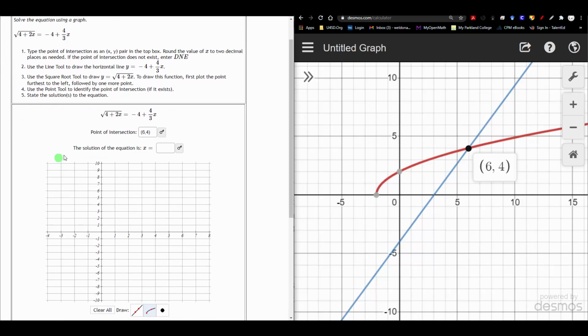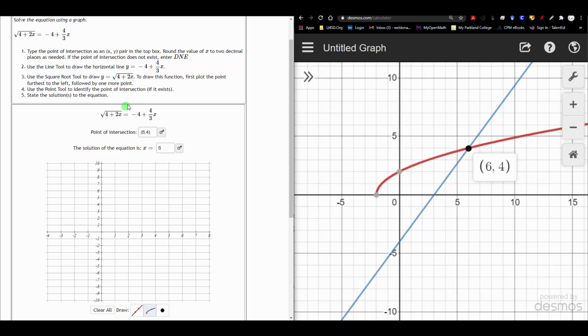Right? Now the solution to our equation, if we were solving this by hand, we would solve it for x, right? So we need an x value that makes this equation true. Well, we know that these two things are equal at the point of intersection, and in the point of intersection, we have x comma y. So the x value is 6. Right, so that is the x value that's going to make this true.